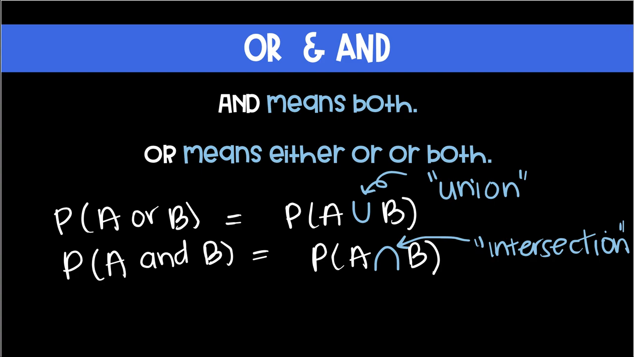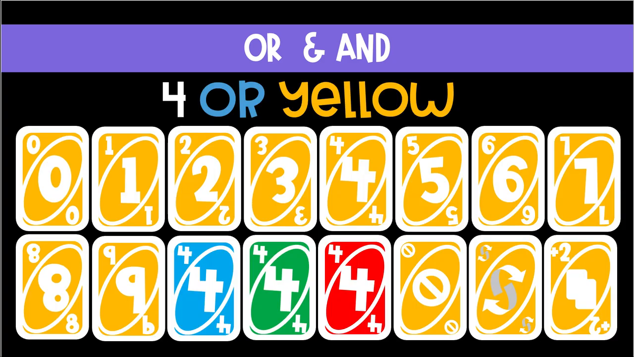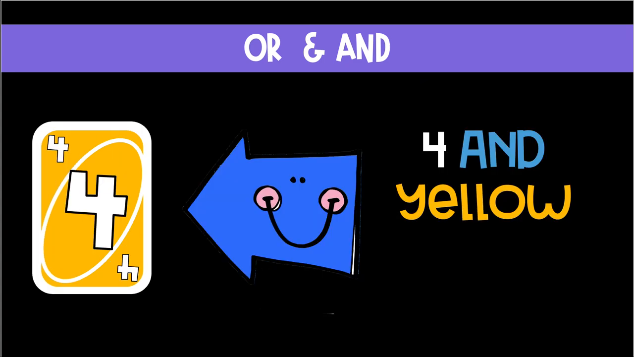Let's take this simple example to be able to distinguish between "and" and "or". I hope you have played Uno before. When playing Uno and somebody puts a card, we can either put a 4 of any color, or a yellow card. So this would be 4 or yellow, any of the yellow cards or any of the 4 cards, no matter what color. I hope you can understand the difference. This is 4 or yellow, and this is 4 and yellow.